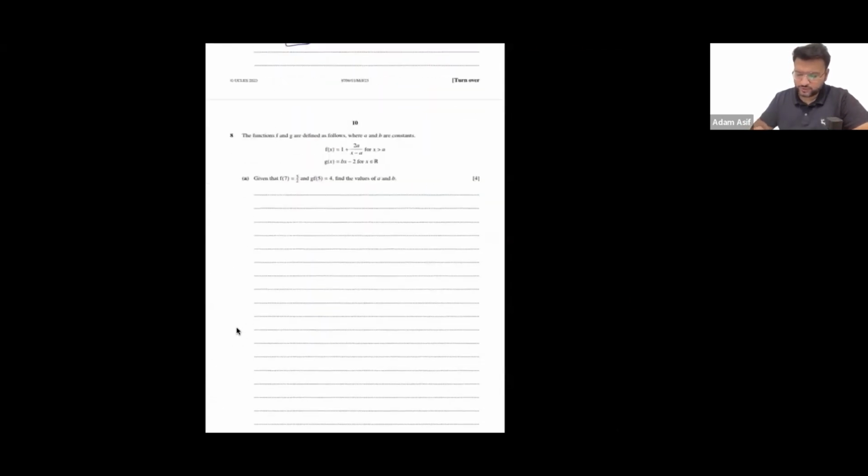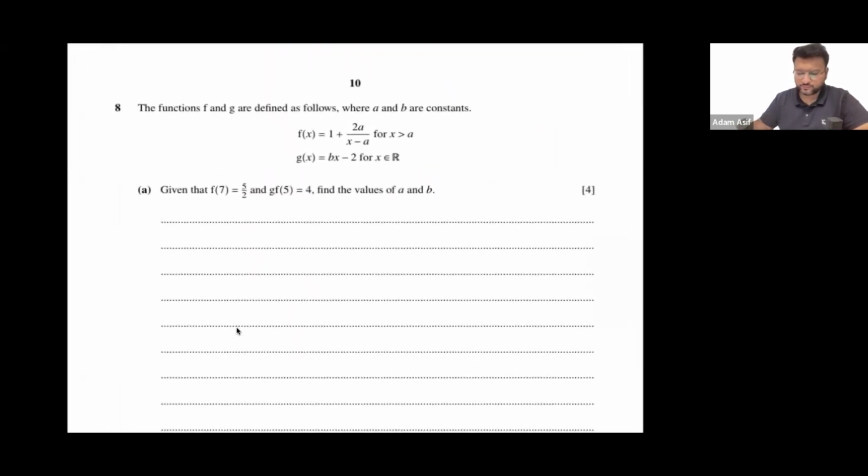Okay. Question number 8. The functions f and g are defined as follows, where a and b are constants. Function f is given in terms of a: 1 plus 2a upon x minus a, defined for x greater than a. Function g is bx minus 2, and x belongs to all real values. Given that f of 7 is 5 upon 2 and g f of 5 is 4, find the values of a and b. So just plug in the values.